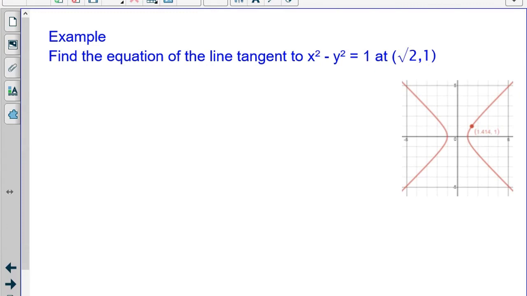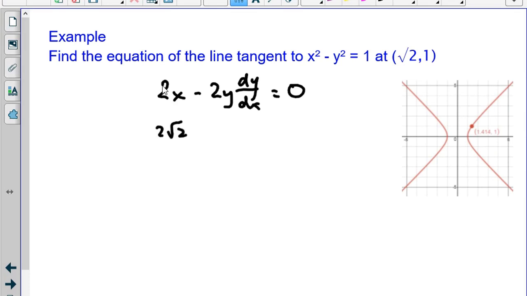We're going to find the equation of the line tangent to x squared minus y squared equals 1 at root 2 comma 1. So we will find the derivative with respect to x: 2x dx/dx, which we don't really need, minus 2y dy/dx equals 0, since the derivative of 1 is 0. Now we're going to substitute in root 2 for x. So 2 root 2 minus, substituting 1 in for y, 2 dy/dx equals 0.